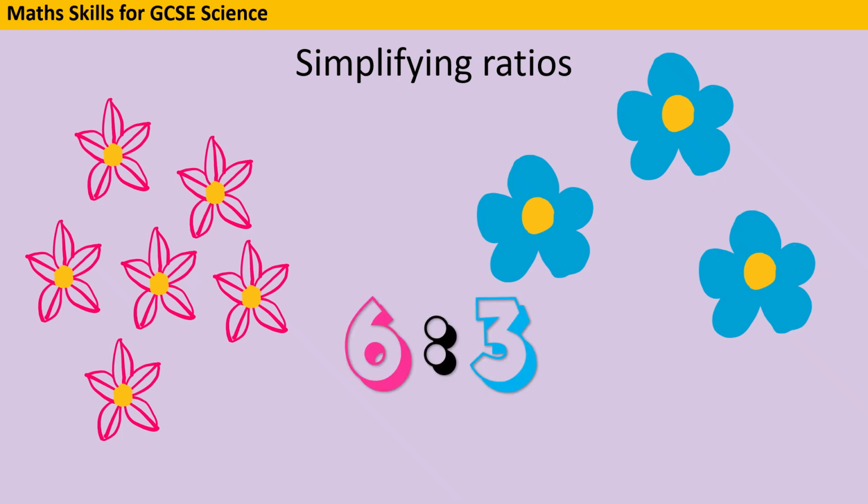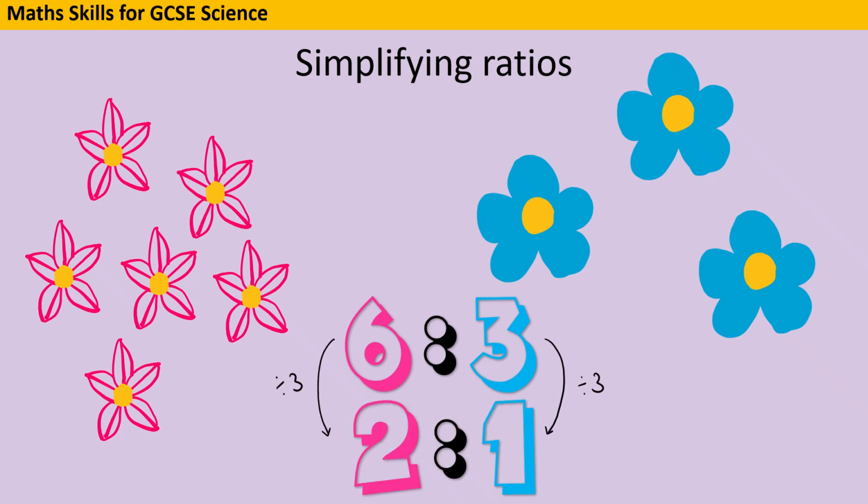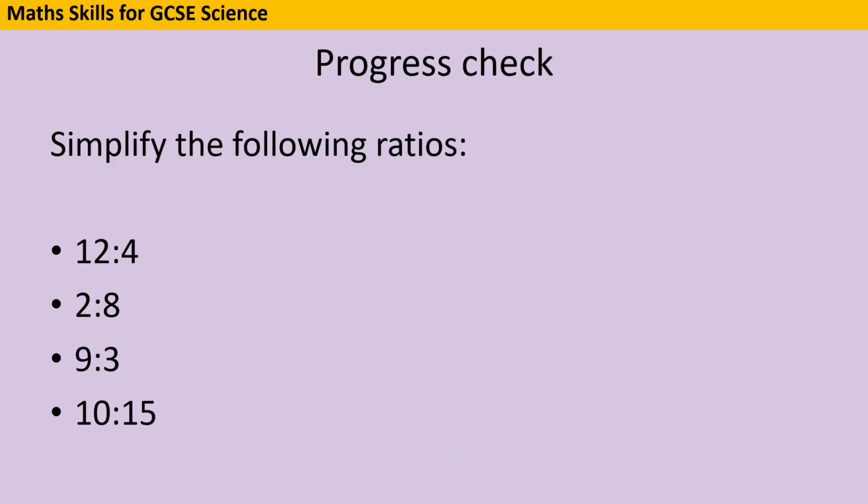So in this instance, our basic ratio would be 6 pink flowers to 3 blue flowers. But that's not the simplest whole number ratio, because we can divide both of those numbers by 3. When we do this, we get a 2:1 ratio, and that is the simplest whole number ratio. To simplify a ratio, we need to find a common factor. In other words, a number that we can divide both sides of the ratio by to still get a whole number. In our first example, 12 and 4 are both multiples of 4, so we can divide both of them by 4 and get a 3:1 ratio.